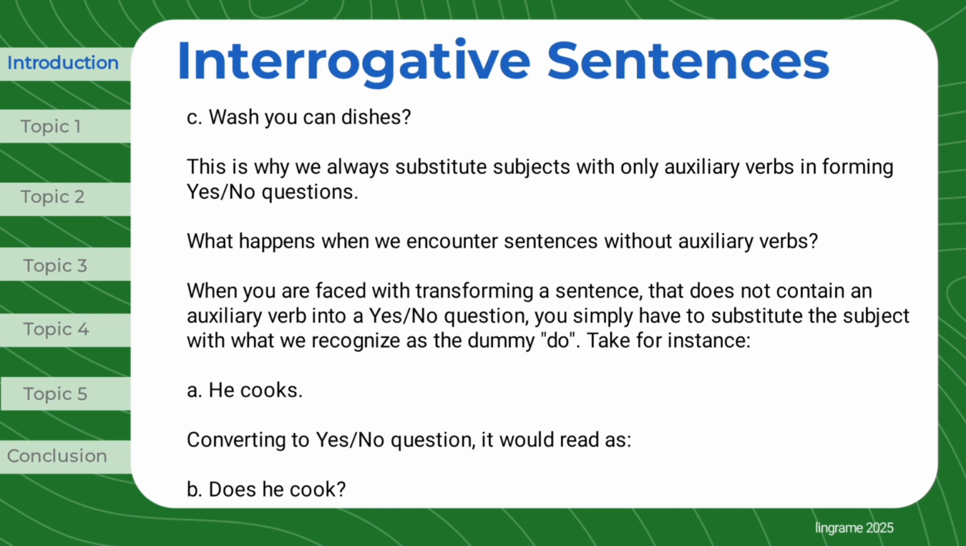What happens when we encounter sentences without auxiliary verbs? When you are faced with transforming a sentence that does not contain an auxiliary verb into a yes, no question, you simply have to substitute the subject with what we recognize as the dummy do. Take for instance, he cooks. Converting to yes, no question, it would read as, does he cook?